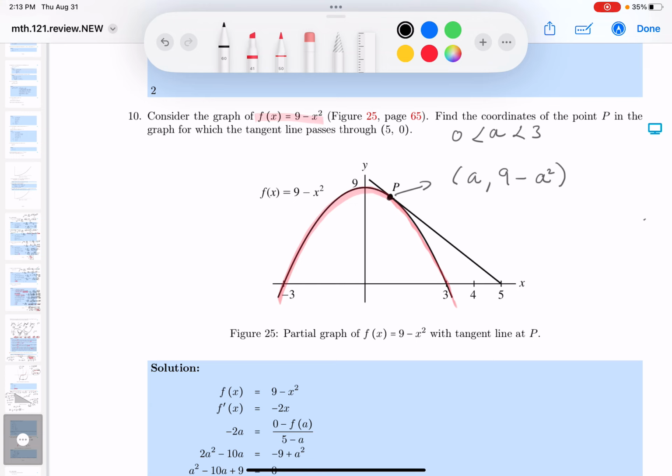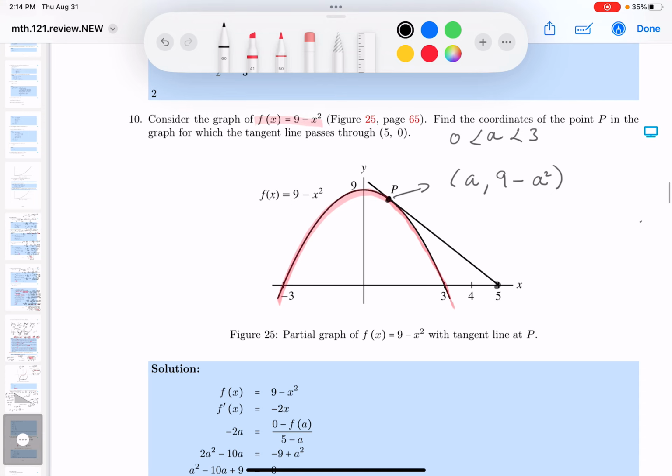What I do know, though, is this. Reading it, it says, find a coordinate point P on the graph for which that's the tangent line. Now, if it's a tangent line, I know the slope of this line at that point. So how do I know that? I know f prime of x is going to be minus 2x. So the slope of this line at that given point is going to be minus 2a. I know that much. Okay, I still don't know what a is.